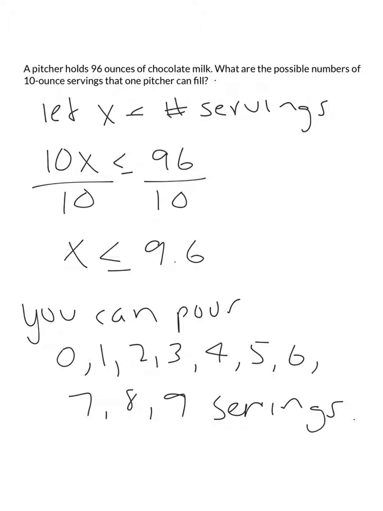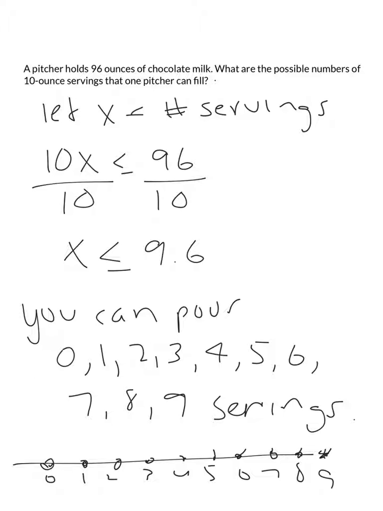And remember, when you graph these will all be solid dots. 0, 1, 2, 3, 4, 5, 6, 7, 8, 9. Solid dots on those numbers, no heavy bar, because we're pouring full servings. The other thing that we have to remember is I need this answer, even though we're going to be rounding to make it applicable to what the word problem is asking for, I still need the math answer of x is less than or equal to 9.6. So please don't forget that.